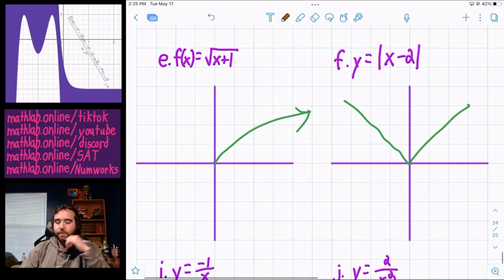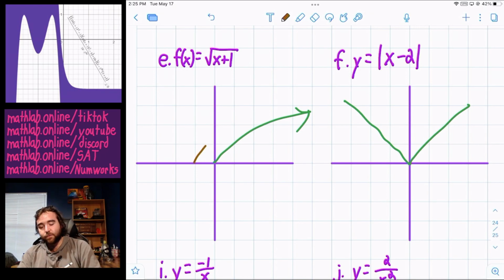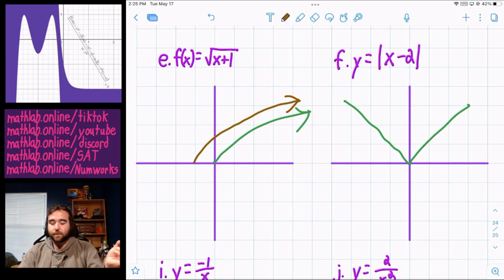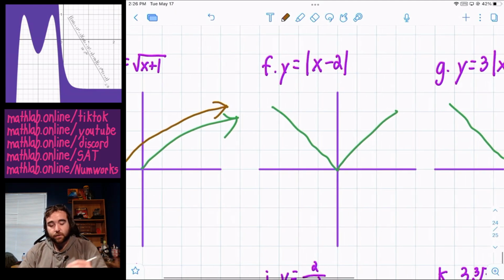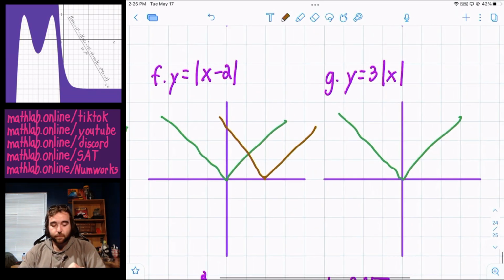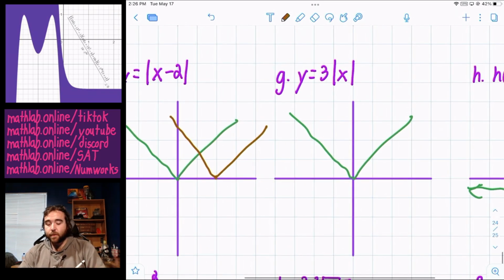Then we got absolute value, so plus 1. That's on the inside, so it's moving it sideways and opposite. So it moves it in the negative direction 1. Here we're subtracting 2, so we're moving it in the positive direction 1. Here we're multiplying by 3, so we're making it taller and skinnier.